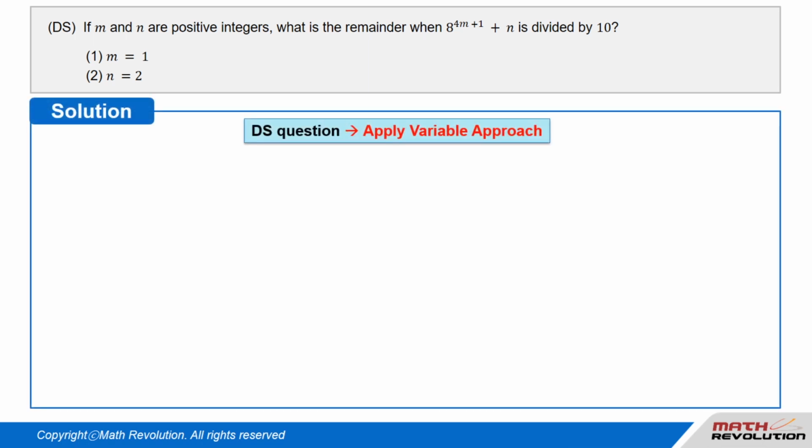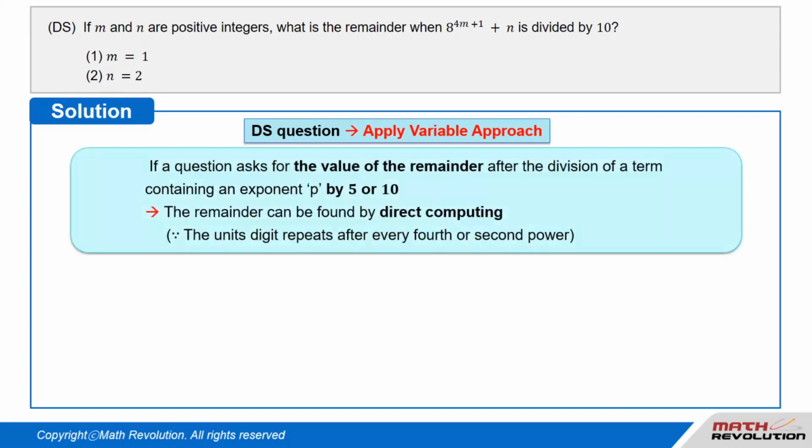Solution: let us solve this DS question using the variable approach. Remainder questions after division by 5 or 10. If a question asks for the value of the remainder after the division of a term containing an exponent, p, by 5 or 10, then the remainder can be found by direct computing, as the units digit repeats after every fourth power or second power.